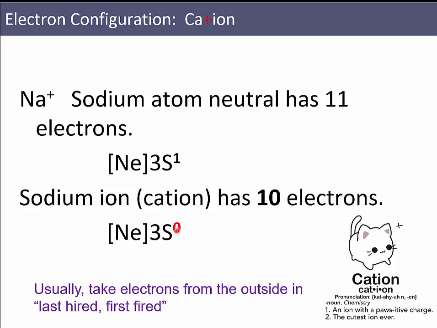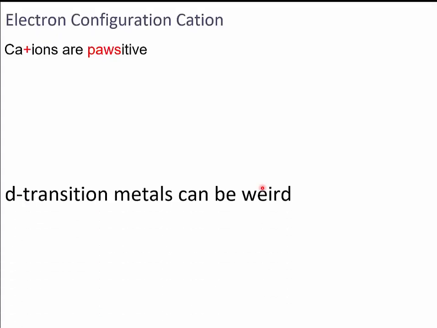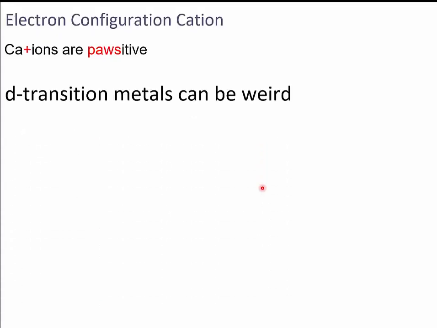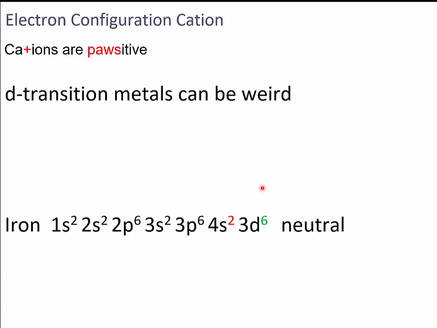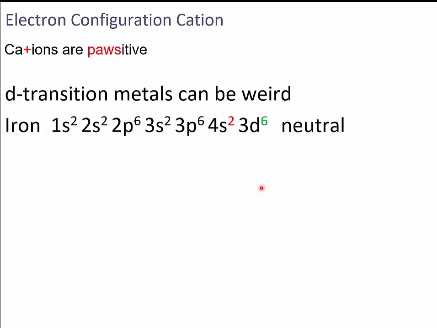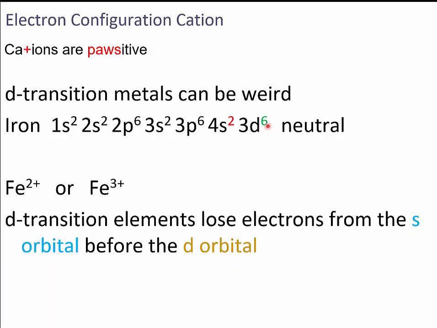So cations, remember, are positive. They're missing an electron. Our d-transition metals can be weird. So iron, for example, you've got this configuration where our outermost electrons are 4s2 and 3d6. That's our neutral one. We can form a +2 or a +3 ion. And they're going to lose those electrons from the s before they lose them from the d.